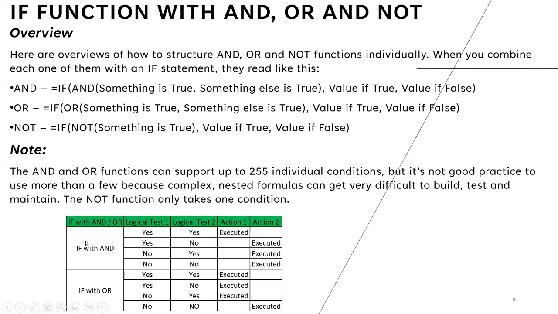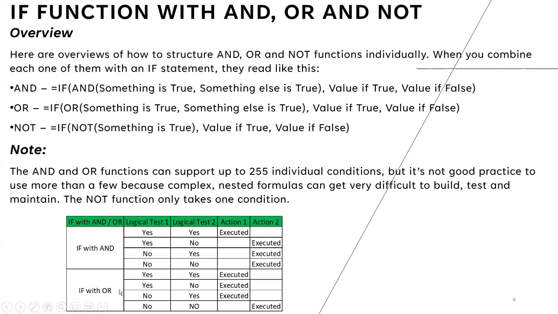If you are using IF with AND and you have two logical tests, when both the conditions are true, then action 1 will be executed. If the first logical test is passed, but the second logical test fails, then the second action will be performed. If the first logical test fails and the second passes, then also the second action will be performed. If both logical tests fail, then also the second action will be performed.